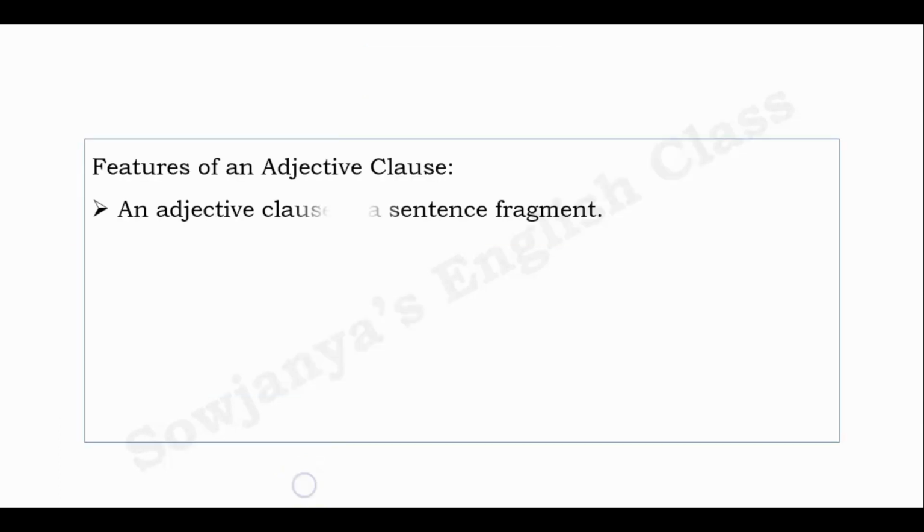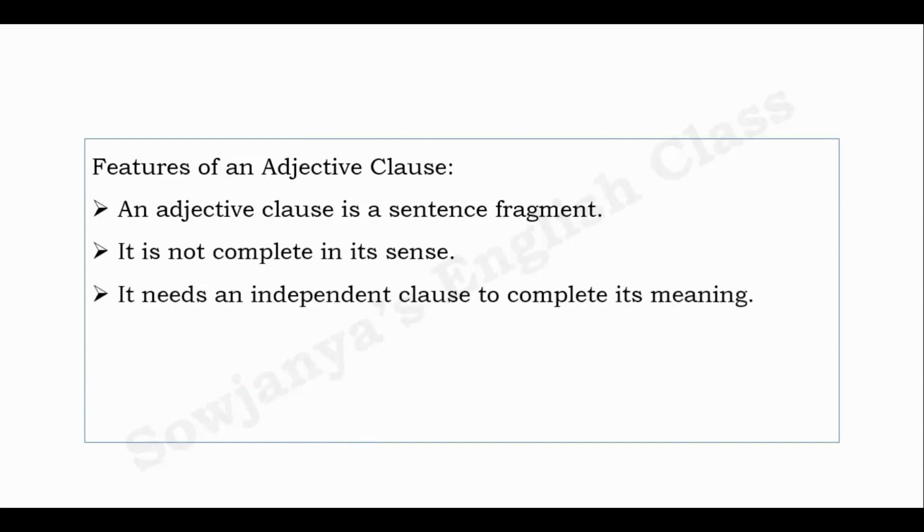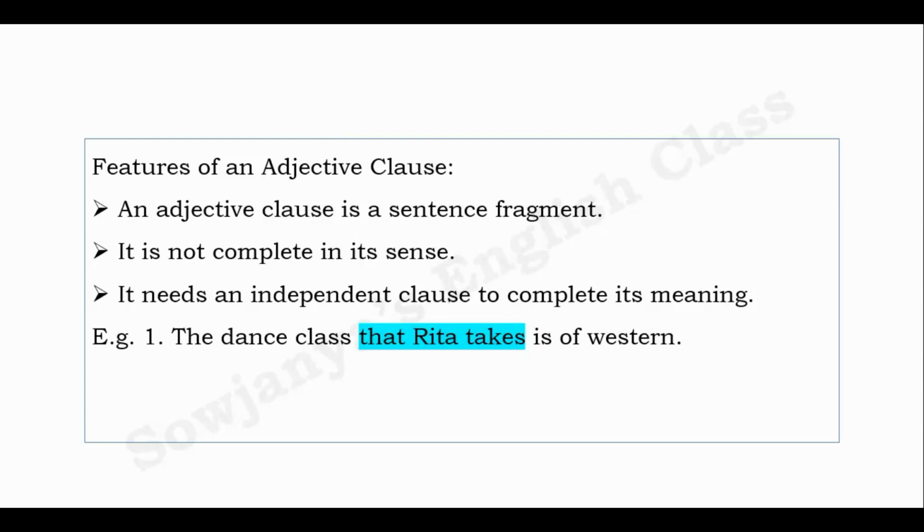Features of an adjective clause are: an adjective clause is a sentence fragment. You know what a fragment is? A small part, a piece. Okay, so an adjective clause is a sentence fragment. As I have already told you, it is one of the dependent clauses in English. So dependent clauses are fragments only. Okay, they are not complete sentences. It is not complete in its sense. It needs an independent clause to complete its meaning, like any other dependent clause, like a noun clause or an adverbial clause. Example: the dance class that Rita takes is of Western.